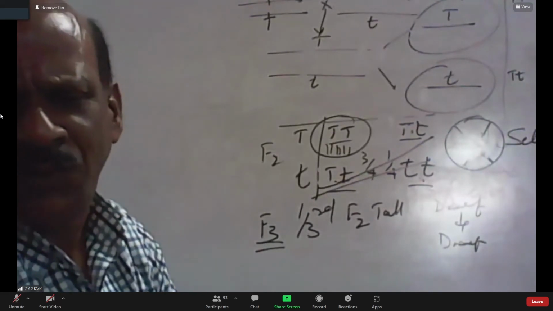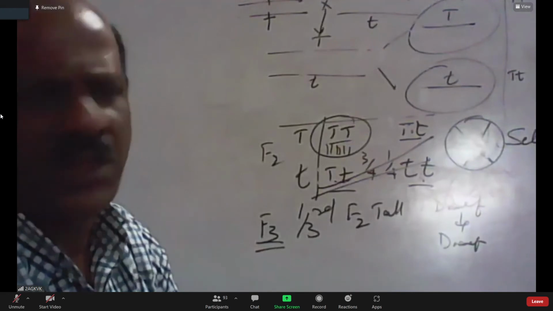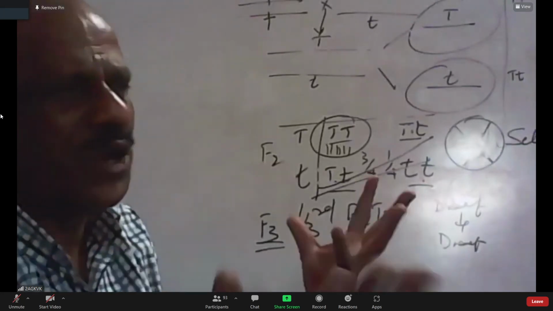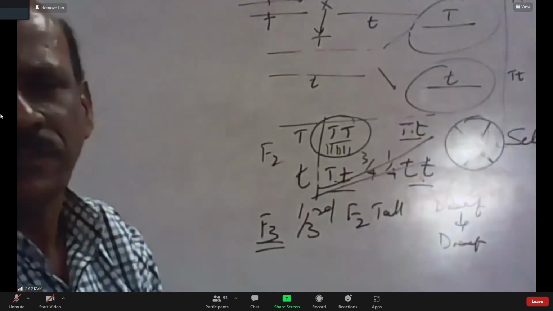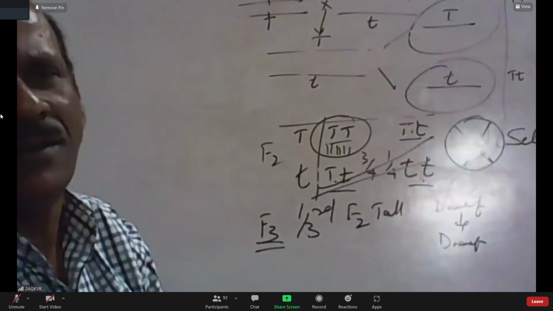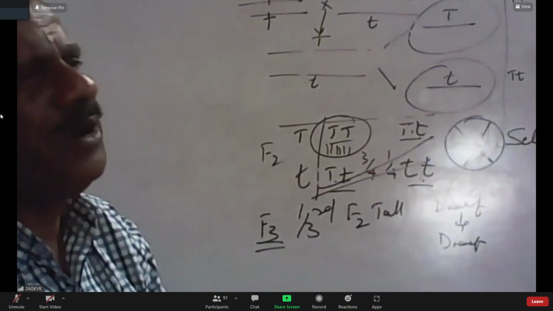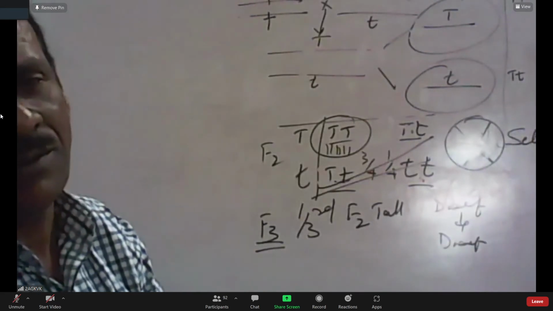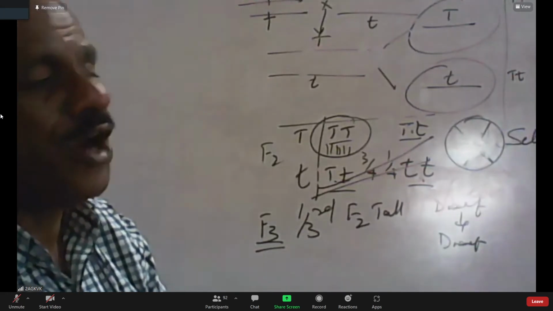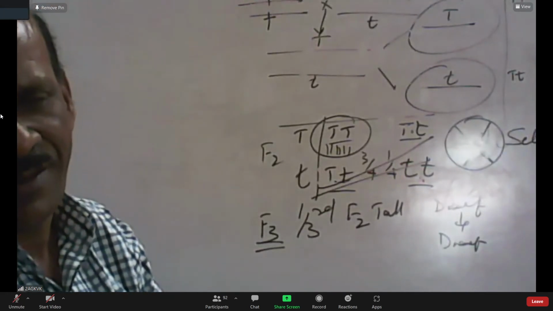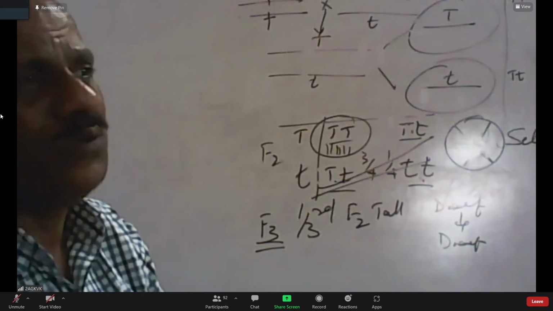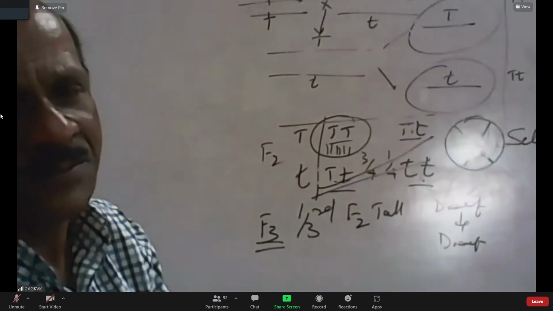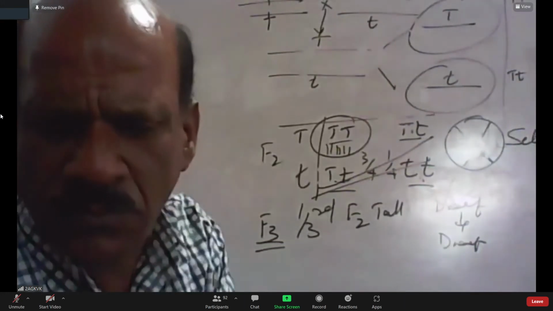Is there any reason why the dominant and recessive genes do not blend with each other? So genes per se do not blend. That's as simple as that. If they were blending, then you wouldn't have got tall plants in the F1. Tall is dominant over dwarf. If tall were equal to dwarf, then you would have an intermediate plant height. Is it clear? Anything else?